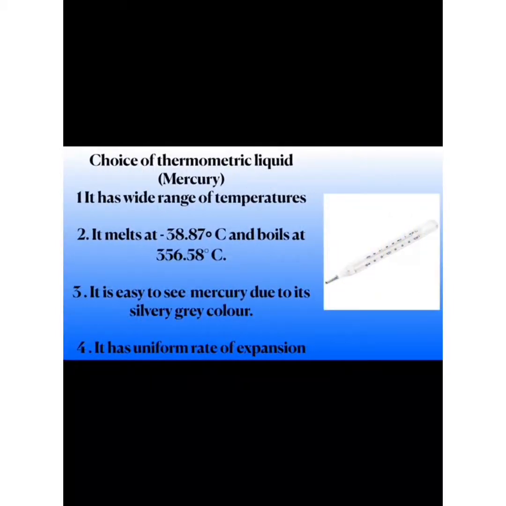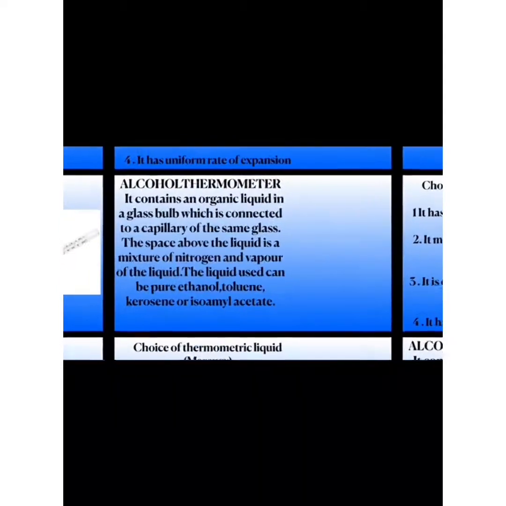Do you know why mercury is chosen as the thermometric liquid? It has a wide range of temperatures. It melts at -38.87 degrees Celsius and boils at 356.58 degrees Celsius. It is easy to see because of its silver grey color. It has a uniform rate of expansion.